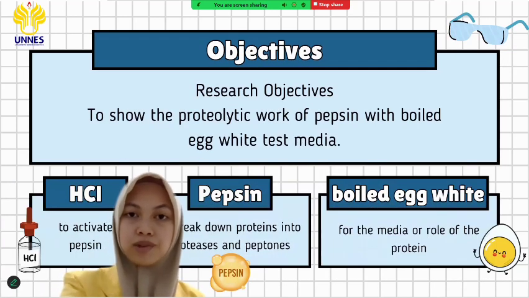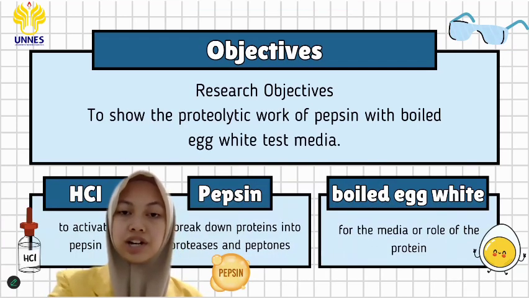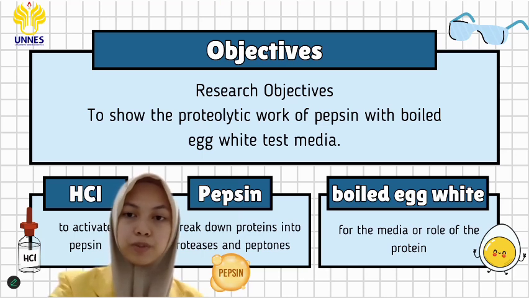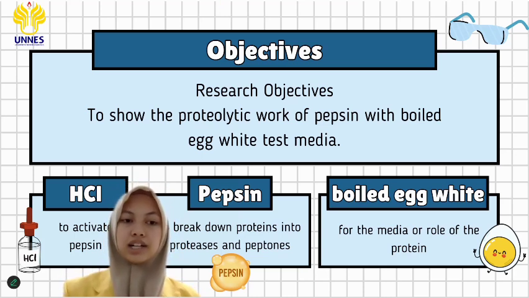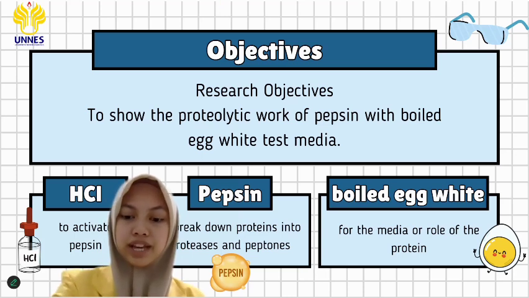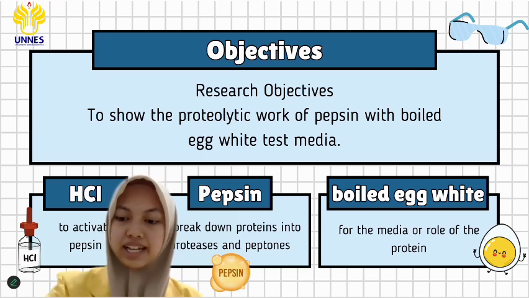The next is the objective. The research objective is to show the proteolytic work of pepsin with boiled egg white as the test medium. Next is the function of HCl. HCl activates pepsin, pepsin breaks down protein into protease and peptide, and boiled egg white is the medium that plays the role of the protein. The next slide.